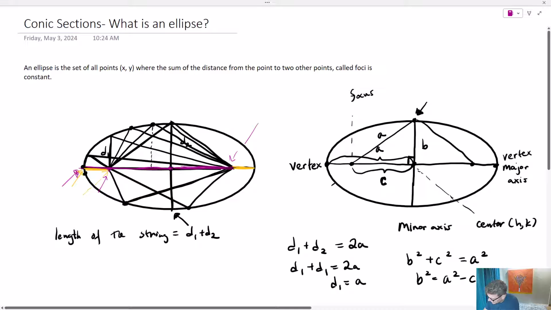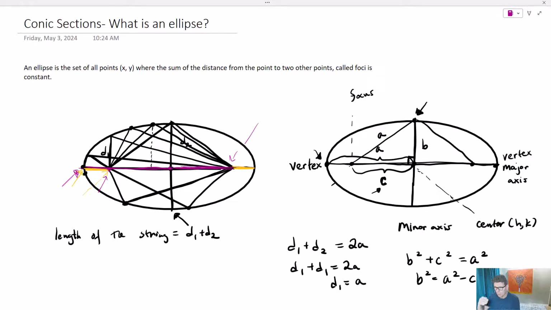On the one hand, we have the center at HK. We'll have the minor axis, which is the short side. We'll have the major axis, which is going to be our long side. And our foci, remember, are going to be located on that major axis. Our vertices, they're also on the major axis. The length from the center to the foci, we're going to call that C. The length from the center up to the top of the ellipse, or maybe the side of the ellipse, depending upon how your ellipse is oriented, the short side, that's going to be B. And the length from the center to the vertex, that's going to end up being A. And that kind of allows us to draw the entirety of our ellipse.